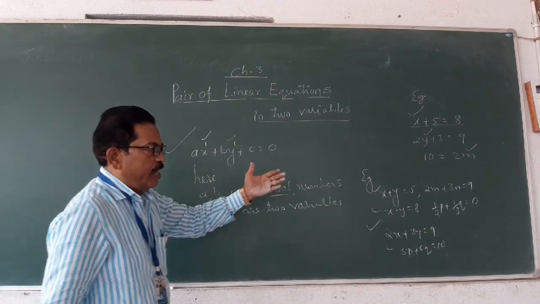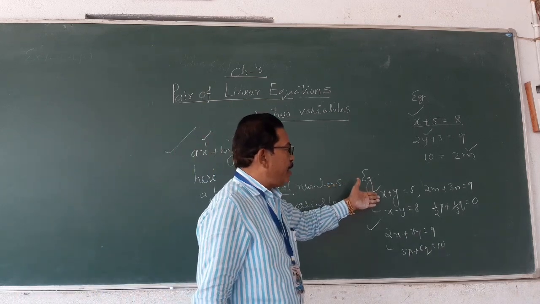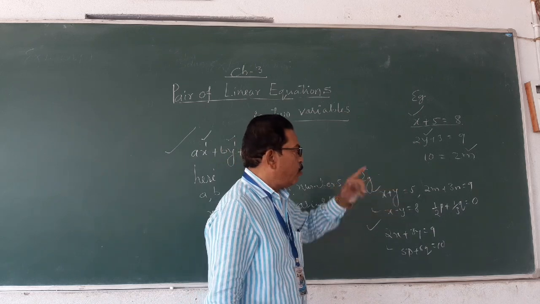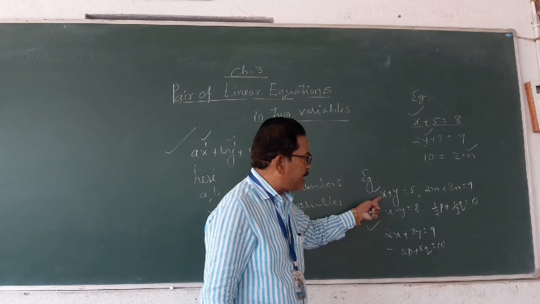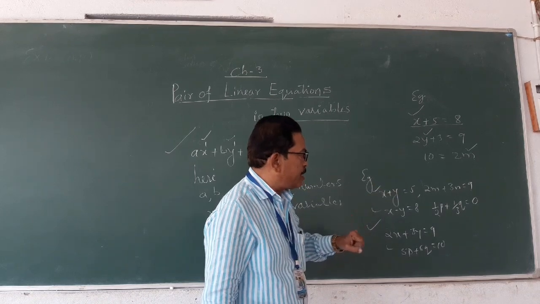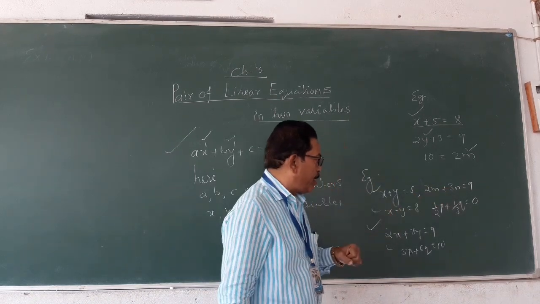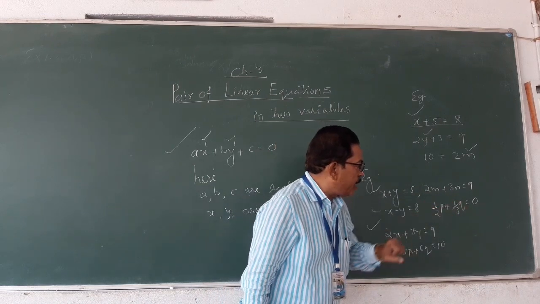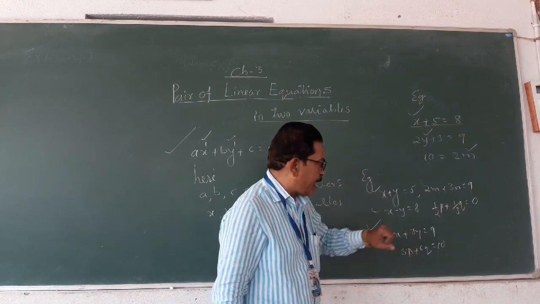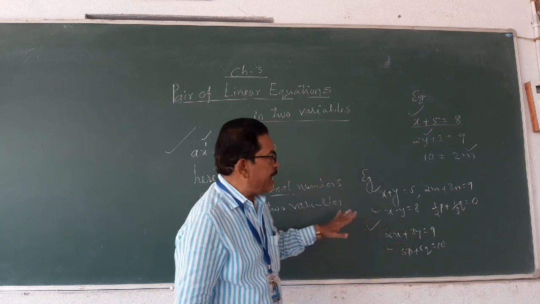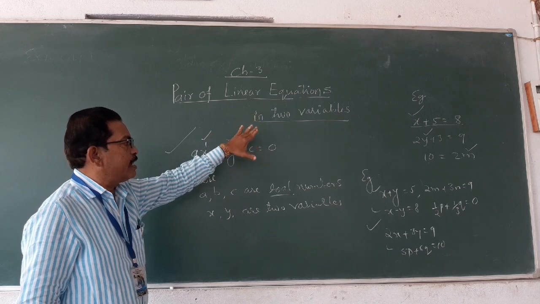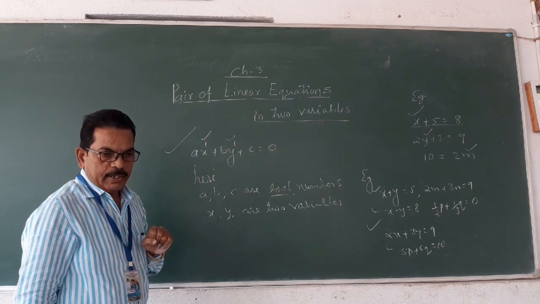Observe the equations. In every case, the equation contains two variables. Which are the two variables in this case? x and y are the two variables. Here m and n are the two variables. Here x and y. Here p and q. Here also x and y are the two variables. Like that, here we have to study linear equations in two variables.